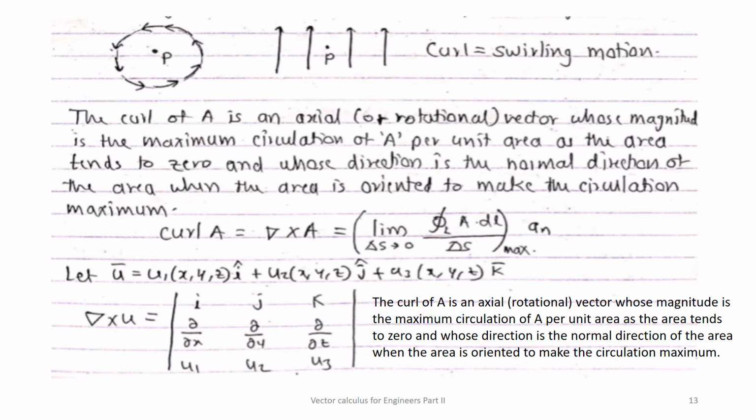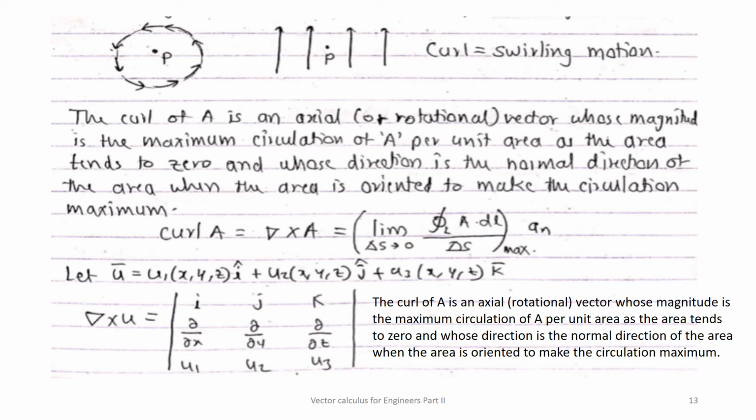Here there is an explanation for curl of A. P is a point charge. Now here a rotational field is shown, that is a swirling motion. So when a swirling motion is there, it is called curl. Curl of A exists.